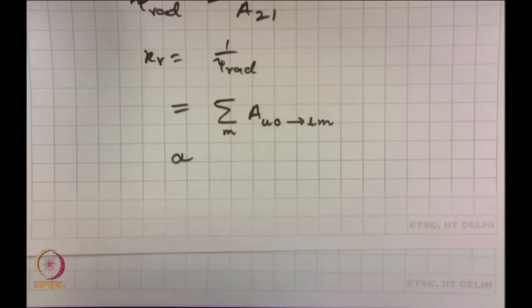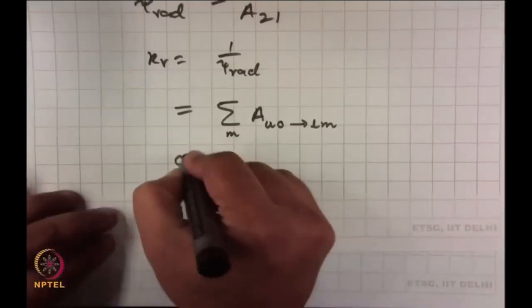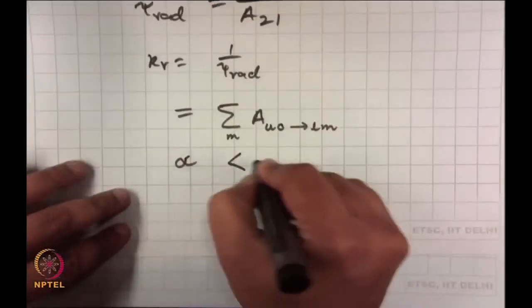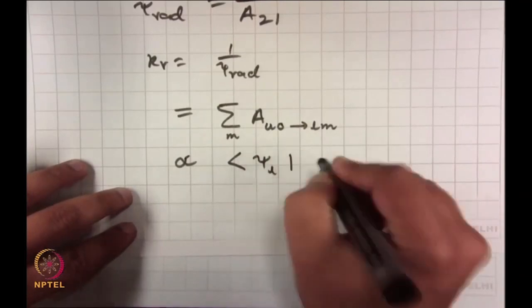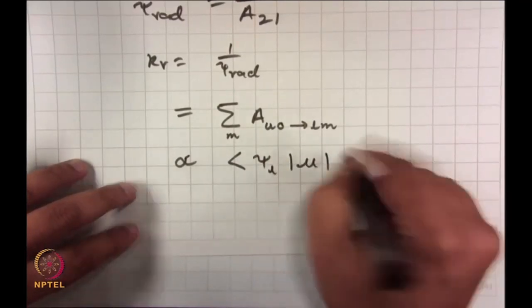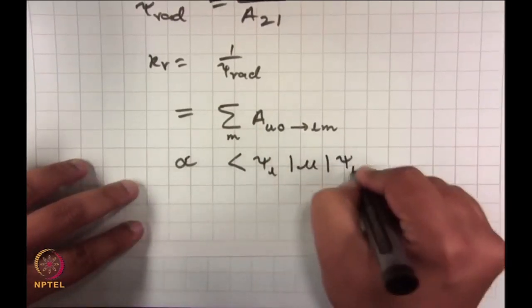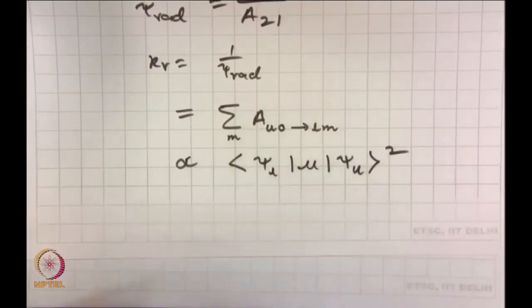That means your A should have a relation, or should be in a certain way proportional, to that transition probability or transition moment. So then what you can write is there is a proportionality relationship. We will not look at that. What we will just write is that this is proportional to psi L, then mu, psi U, squared. Okay.